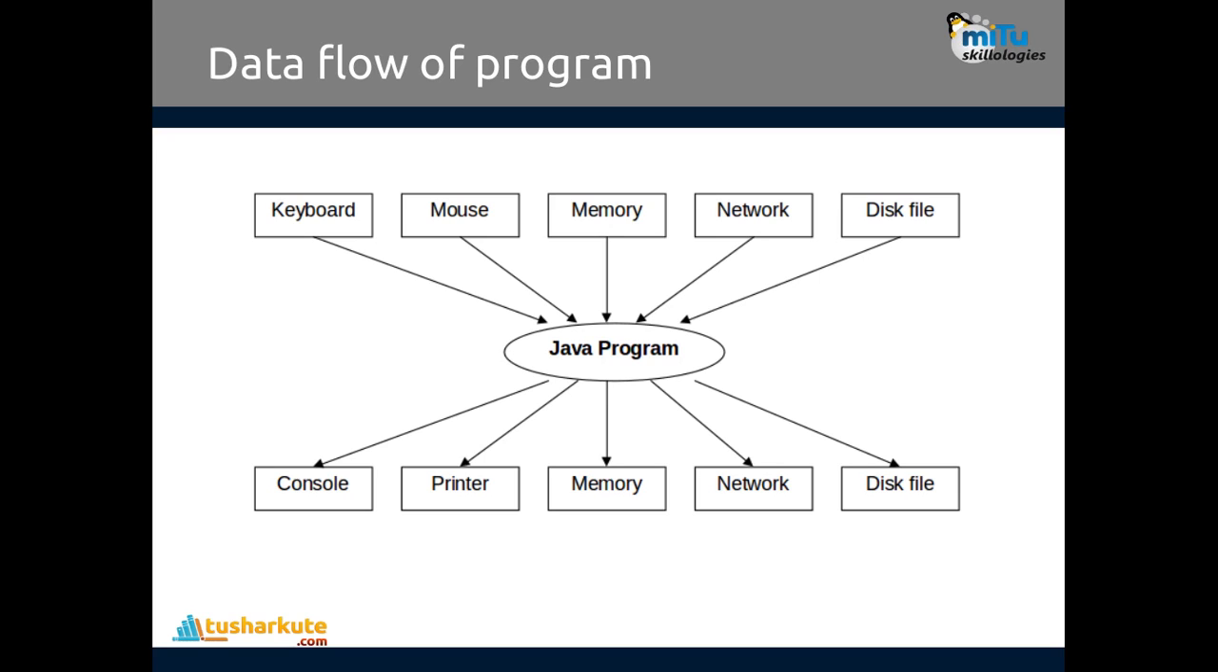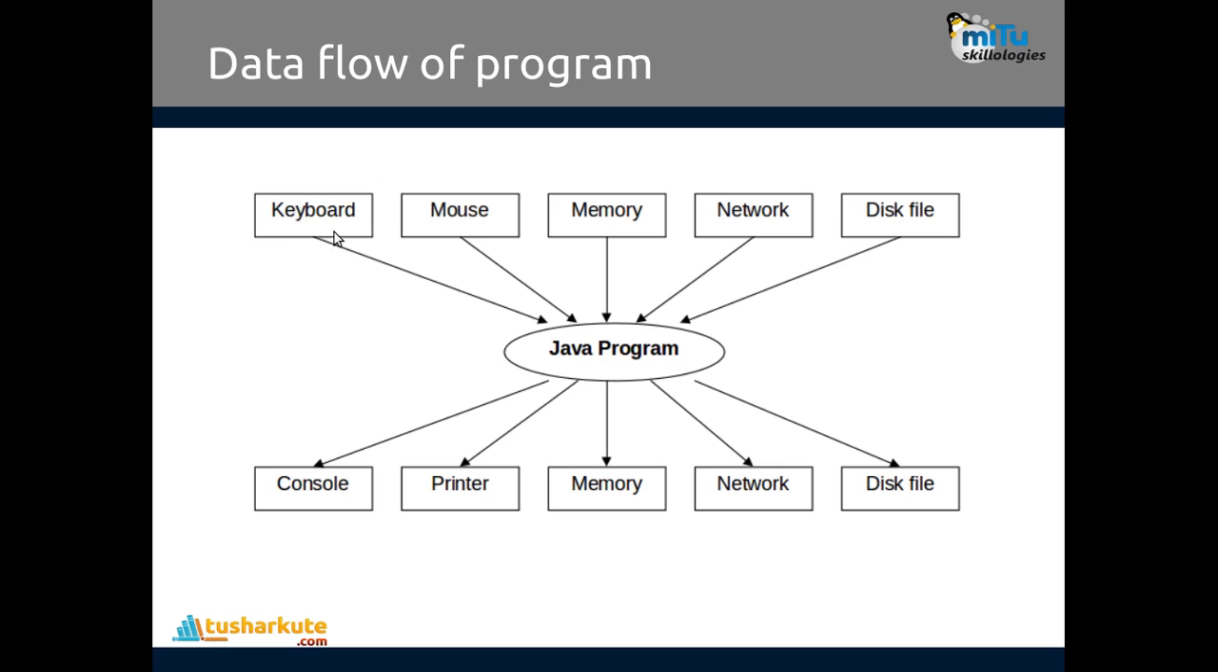In different ways you read the data in a program, in different ways you process the data and generate the result out of the program. So these are the input sources, like the keyboard, where we enter the data; by mouse we enter the data; by memory, RAM, you enter the data. From the network we can read the data, and from a disk file you can also read the data. Every source has a different mechanism to work with a Java program.